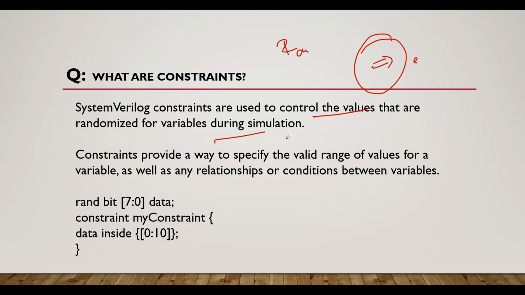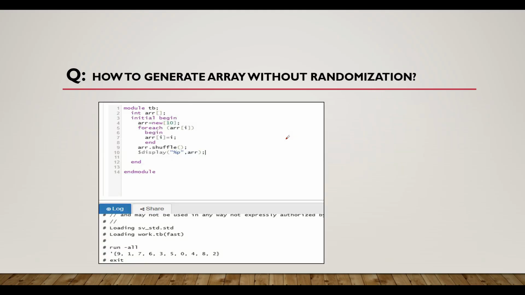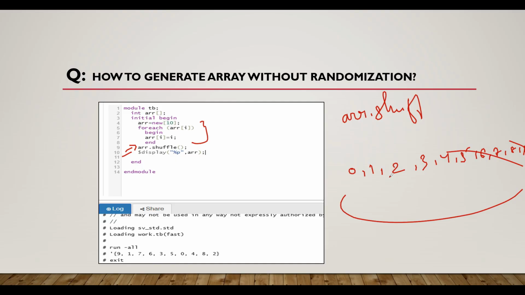Now, how to generate an array without randomization? I haven't done anything; I have just generated an array and shuffled it. You can use the array shuffle method to shuffle the values inside the array. Right now I have the values 0, 1, 2, 3, 4, 5, 6, 7, 8, 9 inside my array and I have just shuffled these values. So I have done only this to achieve randomization.